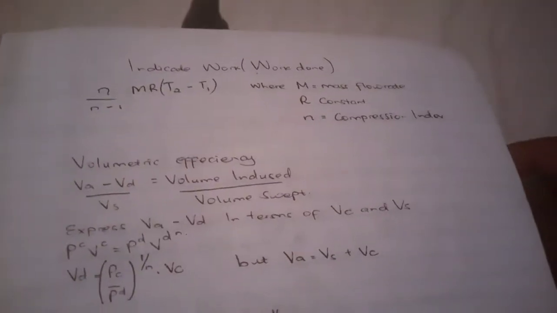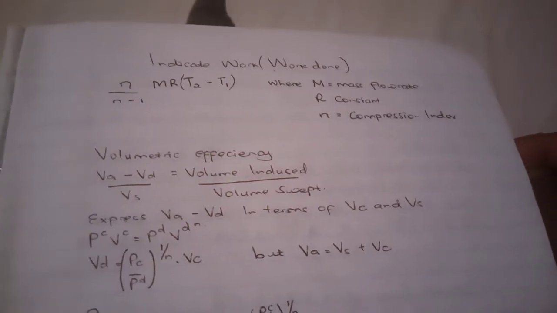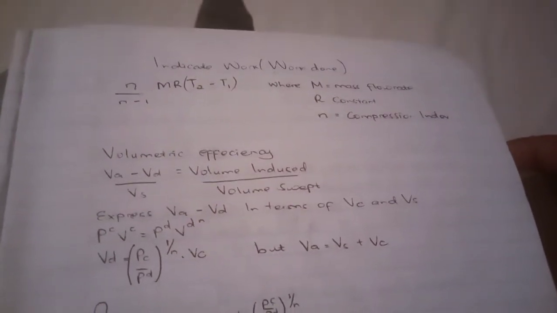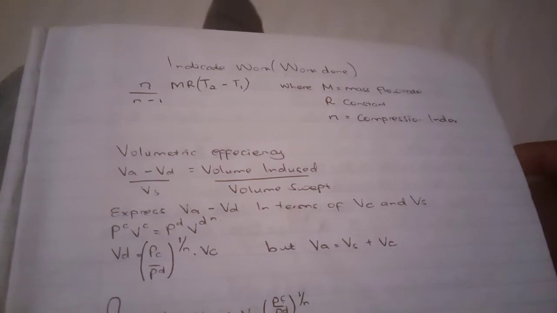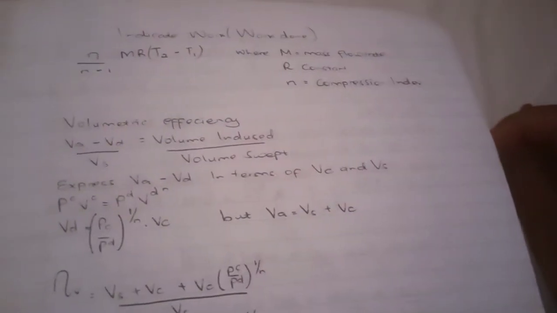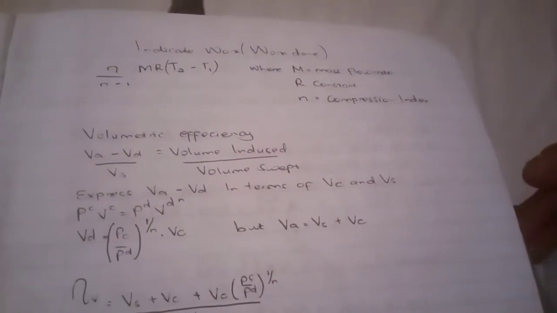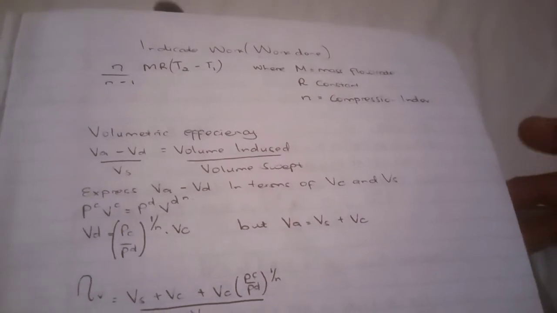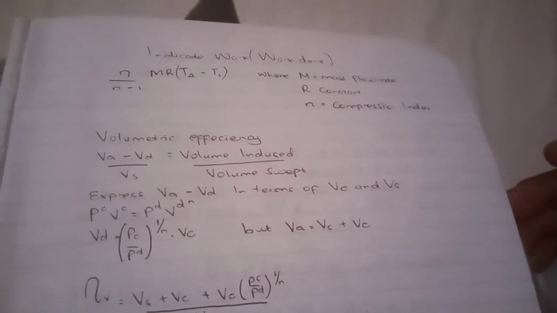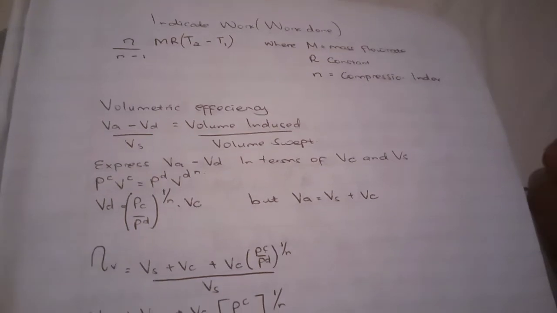Let's move on to indicated power. Indicated power is given by n over n minus 1 times m R (T2 minus T1), where m is the mass flow rate, R is the constant, which is always 287, and n is the compression index.